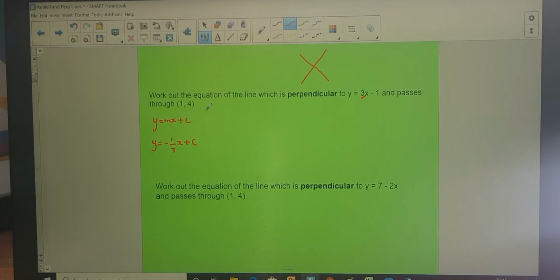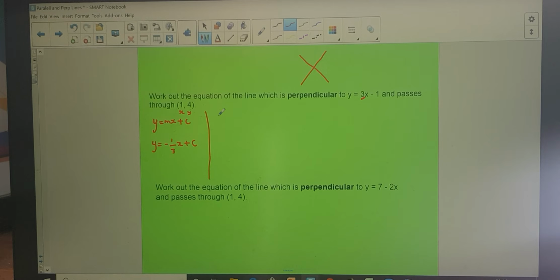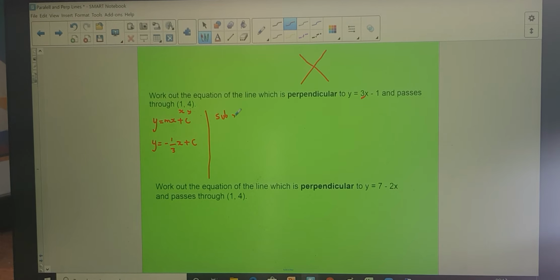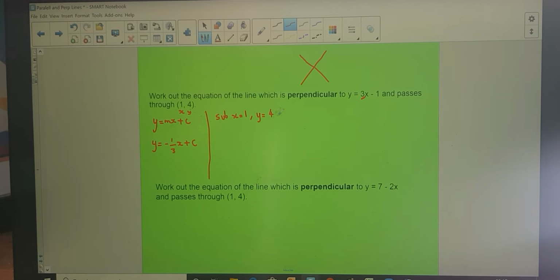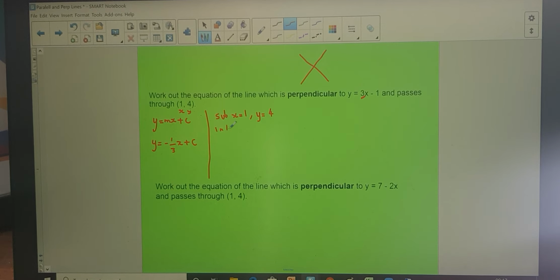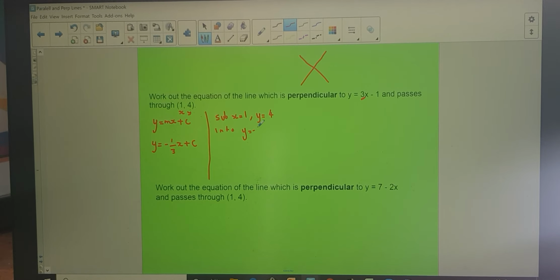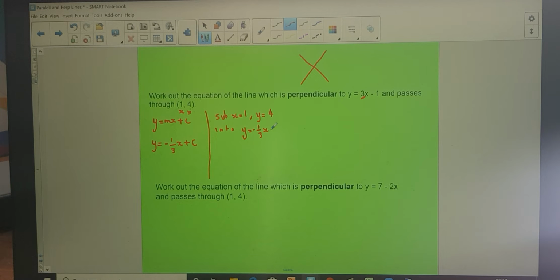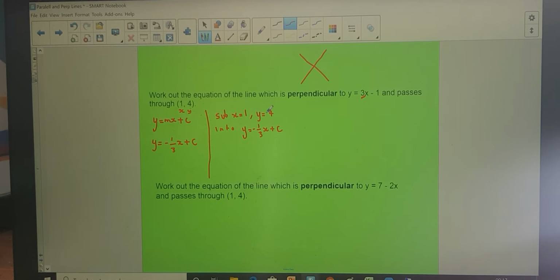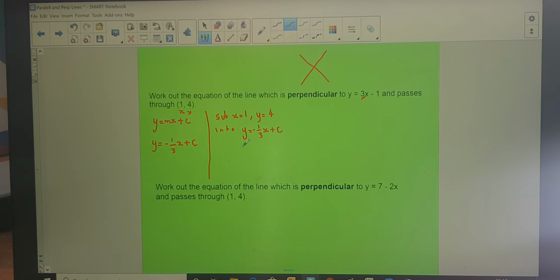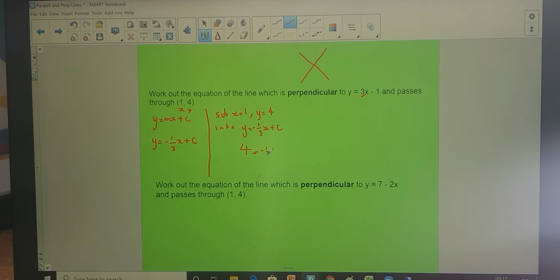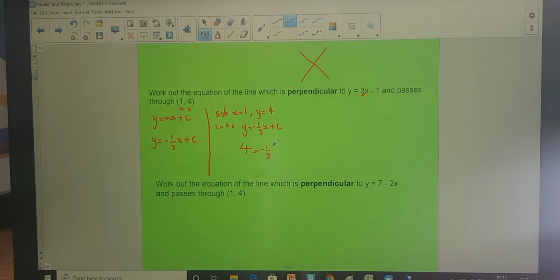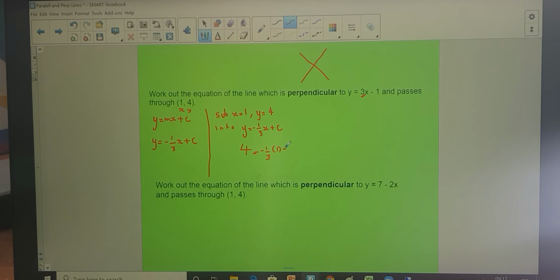So, okay. Now, exactly the same steps as before. I'm given an x coordinate and a y coordinate. So I'm going to substitute x equals 1 and y equals 4 into y equals minus 1/3 x plus c. So y equals 4 equals negative 1/3 times x, which in this case is just 1, plus c.